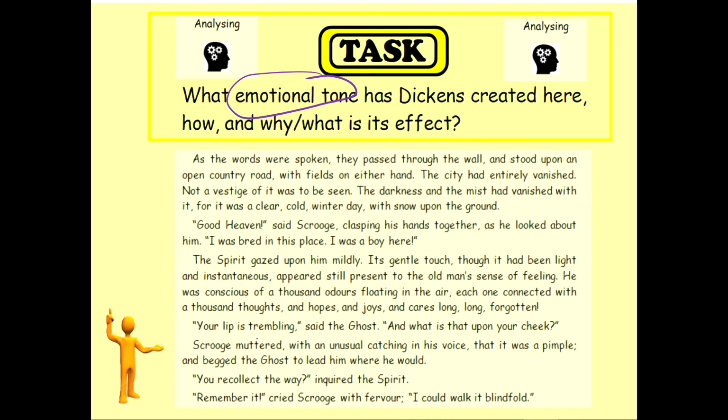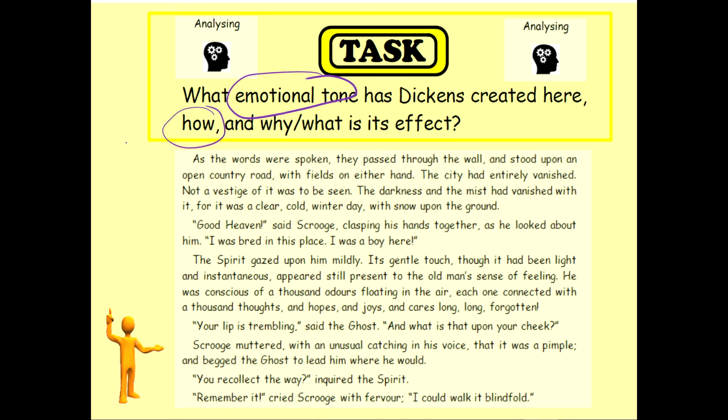Your lip is trembling, said the ghost. And what is that upon your cheek? Scrooge muttered with an unusual catching in his voice that it was a pimple, and begged the ghost to lead him to where he would. You recollect the way? Inquired the spirit. Remember it? Cried Scrooge with fervour. I could walk it blindfold. So what emotional tone has Dickens created here?